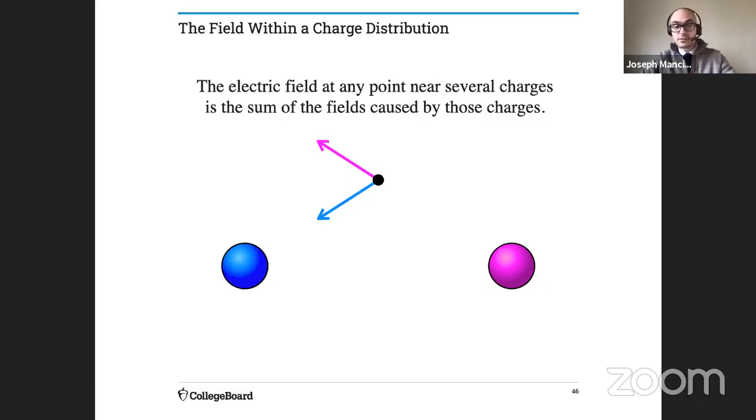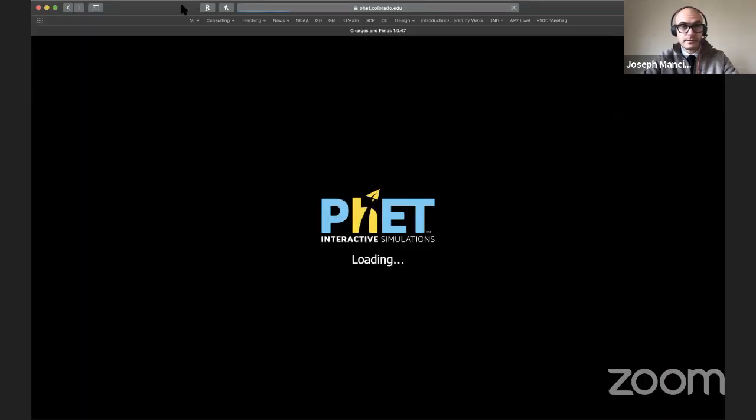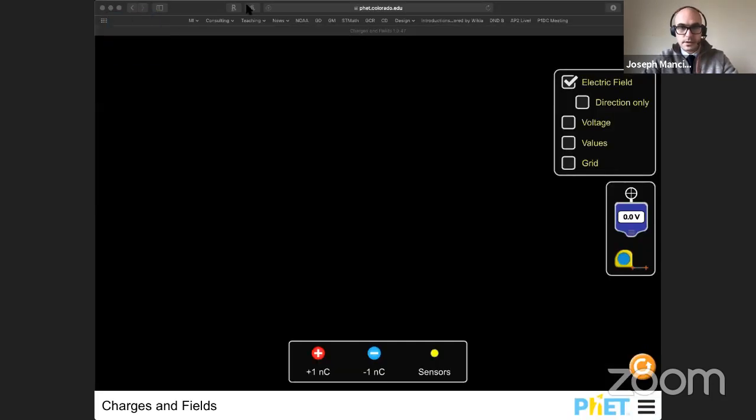Now, if you'll give me just a moment, I'm going to switch the window here and swap what you can see. And bear with me for just a moment. All right, I believe that everyone can now see a window in which I can put electric charges.